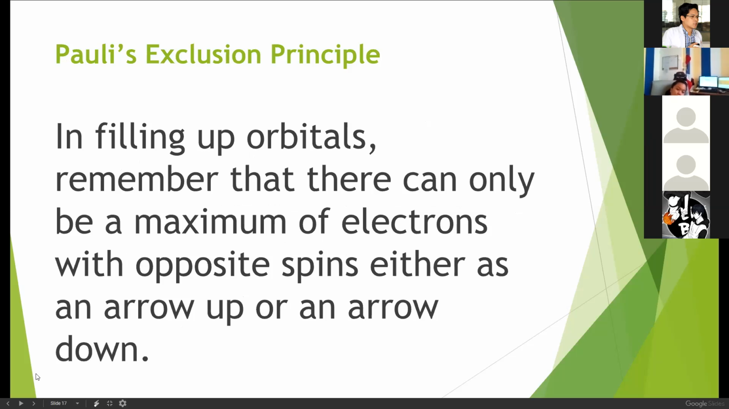Pauli's exclusion principle. In filling up an orbital, remember that there can only be a maximum of 2 electrons with opposite spins, as either arrow up and down. Could you still remember the arrow up and down? Yes. Those are the spin orbitals. Okay, so that is the Pauli's exclusion principle.